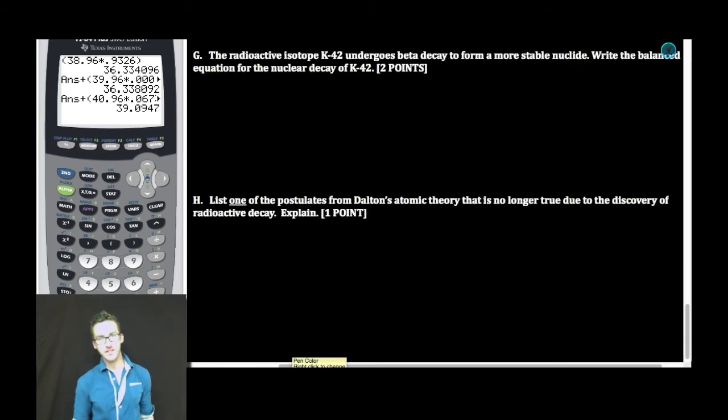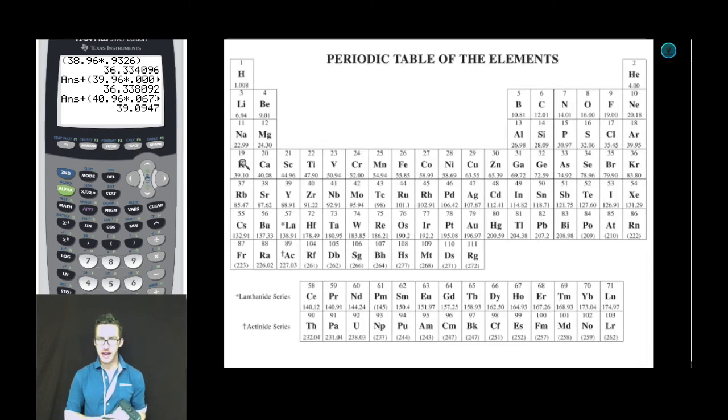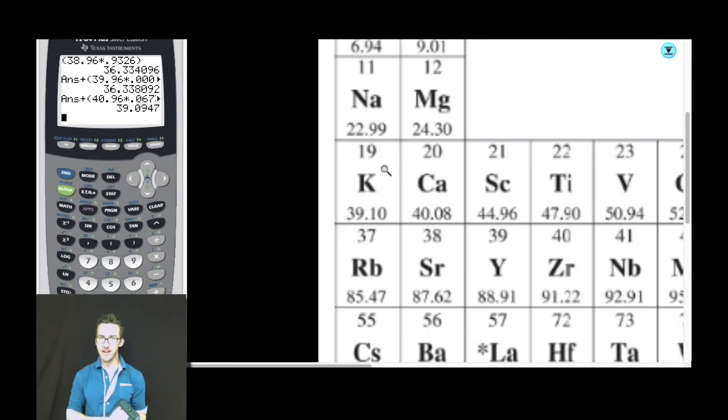It says the radioactive isotope potassium-42 undergoes beta decay to form a more stable nuclide. Write the balanced equation for the nuclear decay of potassium-42. All right, I know the number on top. It gives it to me right here. The number on the bottom, remember, is my atomic number. Going to my periodic table, a trusty PT. Check it out, atomic number 19.